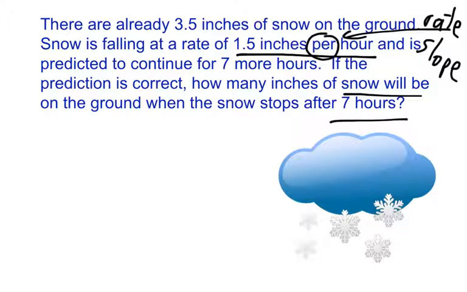And then it says that there are already 3.5 inches of snow. Well, that's your beginning amount. Now, your beginning amount is also known as your y-intercept. So that's your starting amount.